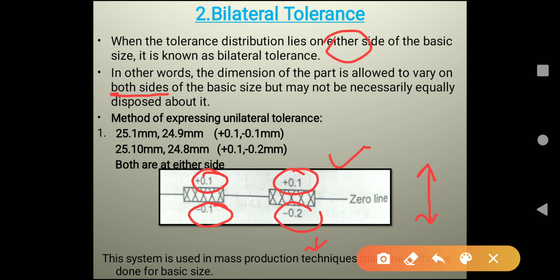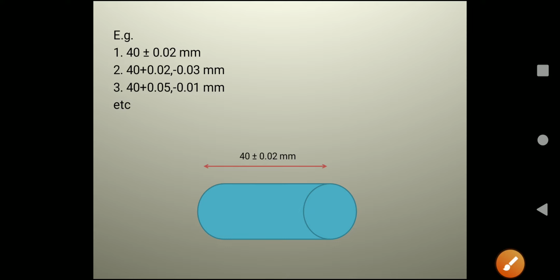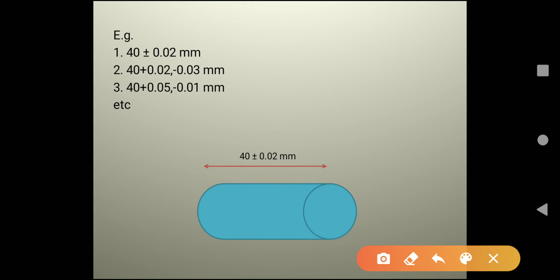So let us see how exactly the method of expression in bilateral tolerance takes place. Here 25.1. So here are the examples of bilateral tolerance. In the first example you will see the upper and lower limits have the same tolerance, that is plus 0.02 and minus 0.02. Second, 40 plus 0.02 minus 0.03. This can also be a bilateral tolerance.